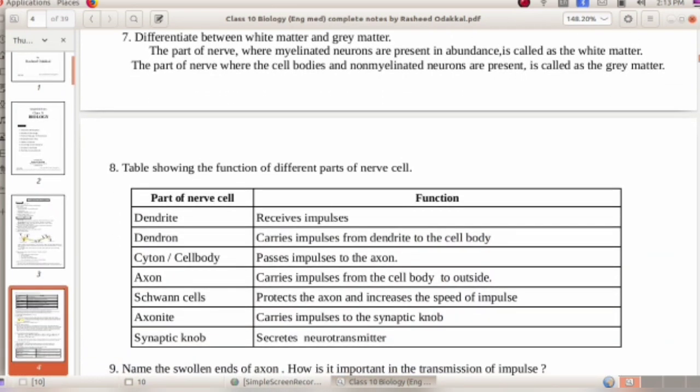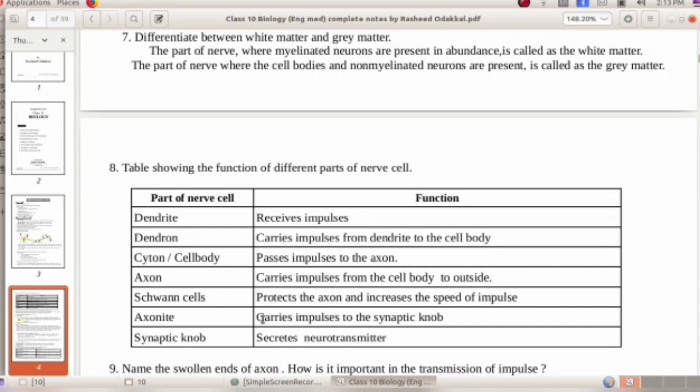Then we are going to see the functions of different parts of the nerve cell or a neuron. First one is dendrite, which receives impulses; dendron, which carries impulses from dendrite to the cell body; and cytone or cell body passes impulses to the axon, which carries impulses from the cell body to outside.